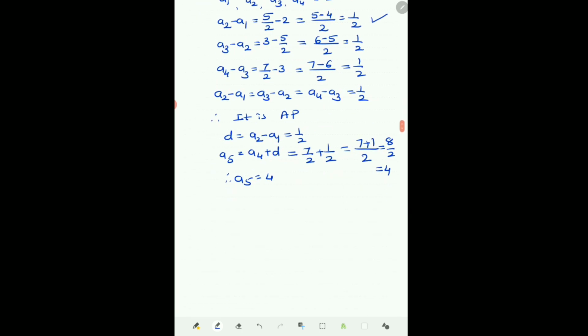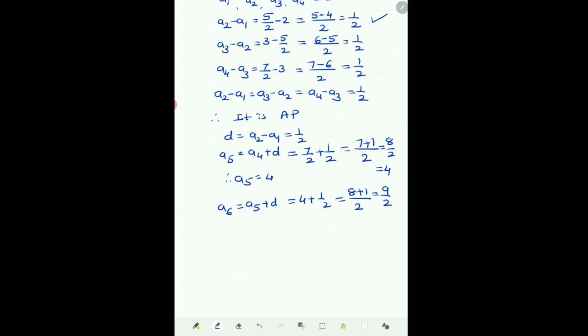Next, A6. A6 means again it is A5 plus D. A5 plus D is 4 plus 1 by 2. Why? A5 you got? A5 is 4. D is half. 4 plus half, that is 2 4s are 8 plus 1, that is 9 by 2.